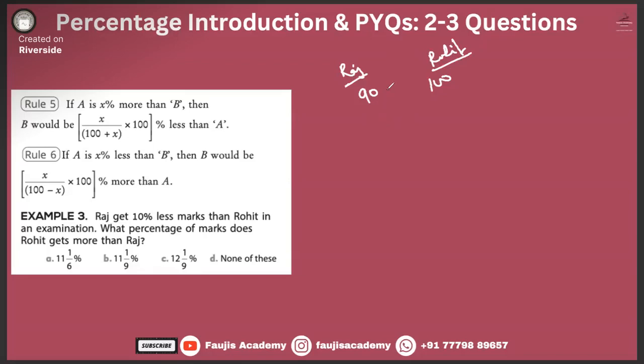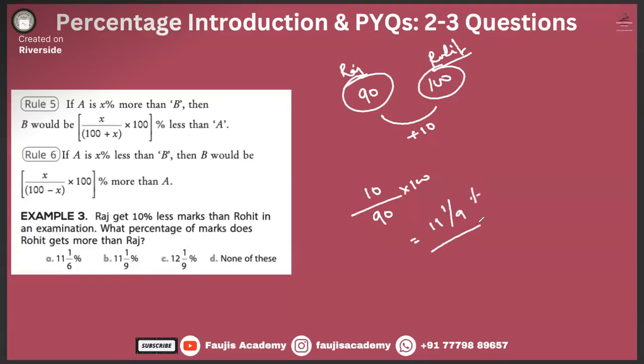So what percentage of marks does Rohit get more? How much more has he got? 10 marks more he has got. That means 10 divided by, than Raj, so your denominator will be 90, into 100. What is this calculation? Tell me. 100 by 9. That means 11 and 1 by 9 percentage. Is it clear, guys?